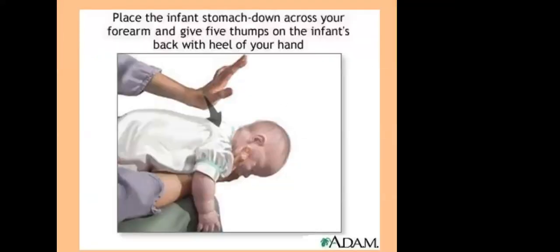All right, so this is the back thrust I'm talking about. Place the infant stomach down across your forearm and give 5 back thrusts on the patient with the heel of your hand. This should help to expel any objects that may be causing the choking in the child. It requires good technique to be effective in expelling the object.